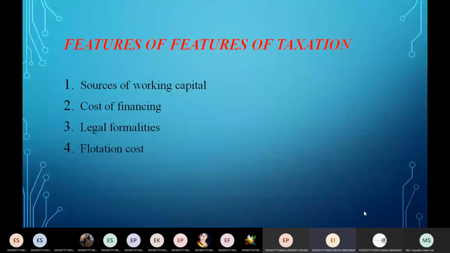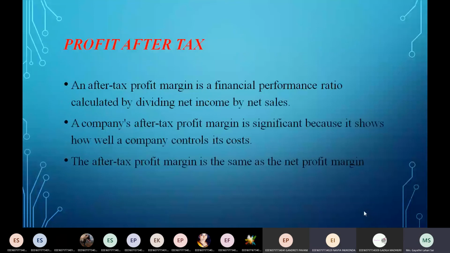Ma'am, next slide. Features of provision of taxation. First, source of working capital. Second, cost of financing. Third, legal formalities. Fourth, flotation cost. Next slide.